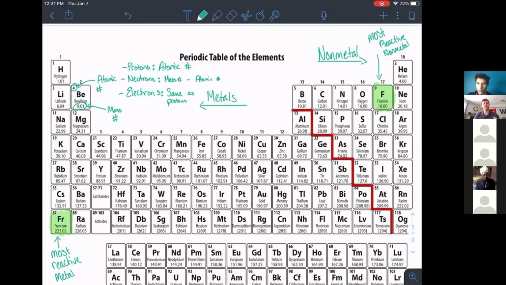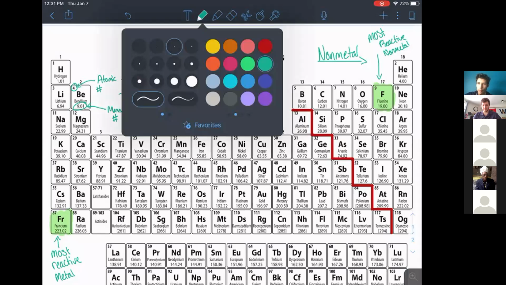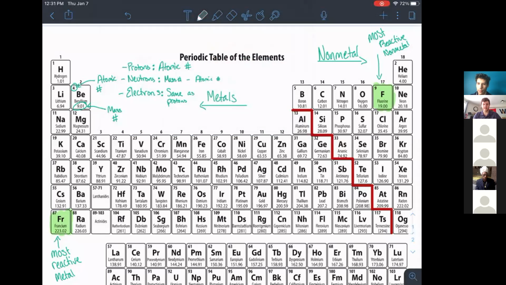So do you guys remember how we determine the number of valence electrons? There's a number on each group. The number on each group. Perfect. So we're going to start over here with 1. The next column or the next group is going to be 2. Is this one 3? All right. You said no. Which one is 3 then?